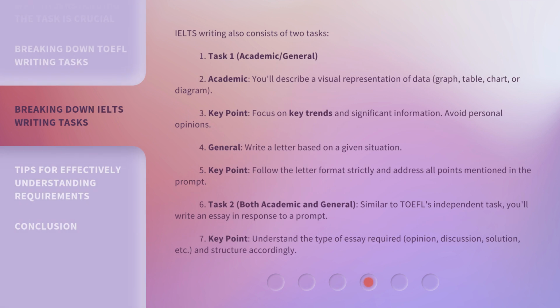IELTS writing also consists of 2 tasks. 1. Task 1. Academic, general. Academic: you'll describe a visual representation of data, graph, table, chart, or diagram. Key point: focus on key trends and significant information. Avoid personal opinions. General: write a letter based on a given situation. Key point: follow the letter format strictly and address all points mentioned in the prompt.